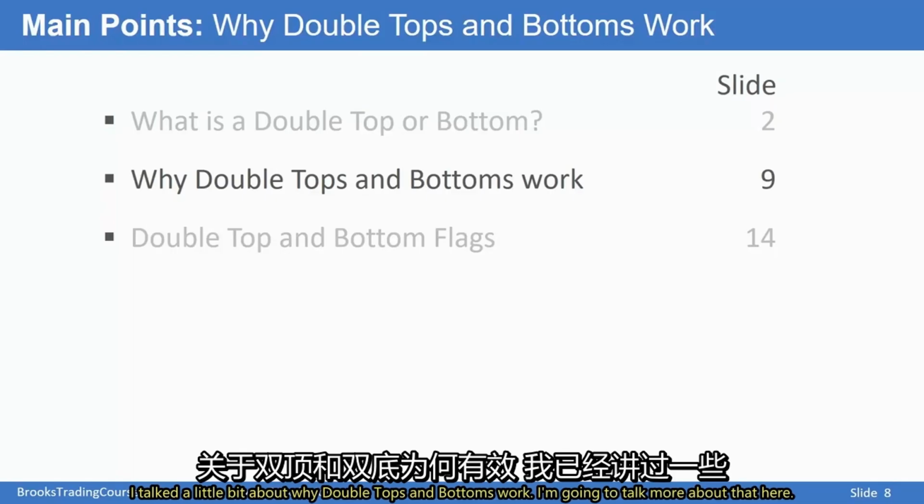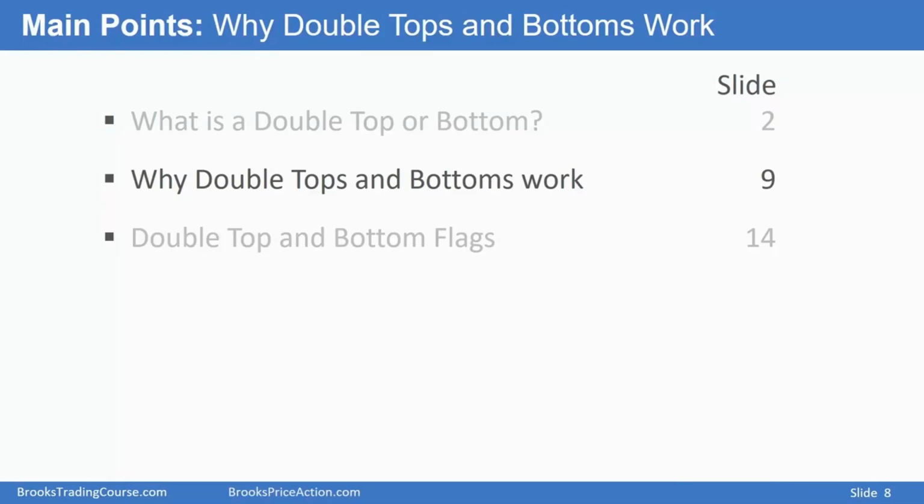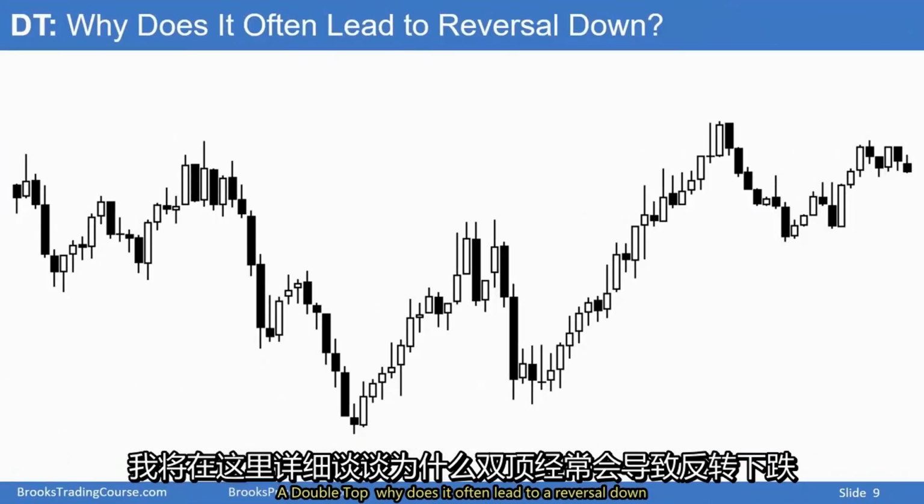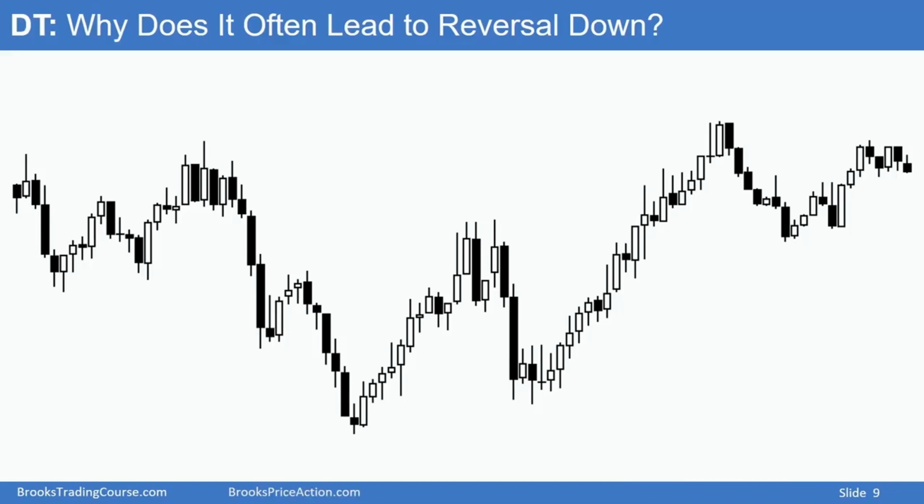I talked a little bit about why double tops and bottoms work. I'm going to talk more about that here. A double top, why does it often lead to a reversal down?